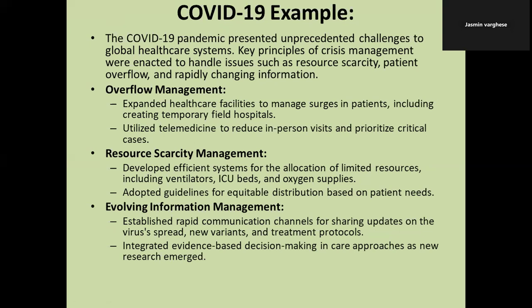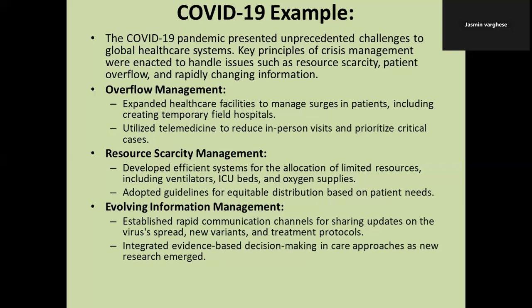What type of crisis management did they take? The hospitals and health departments enacted measures to handle issues such as resource scarcity, patient overflow, and rapidly changing information. Resource scarcity was there, patient overflow was there, and rapidly changing information. These are all the problems we faced during that time.